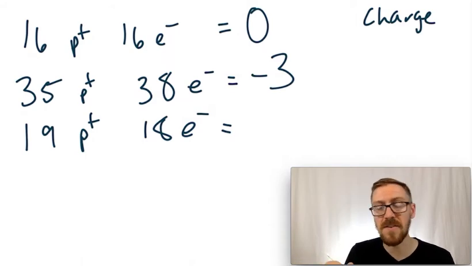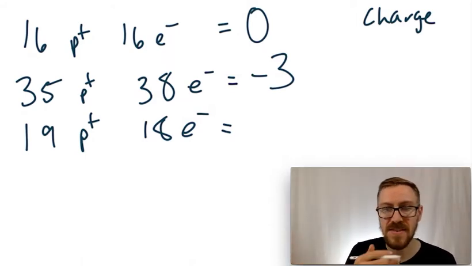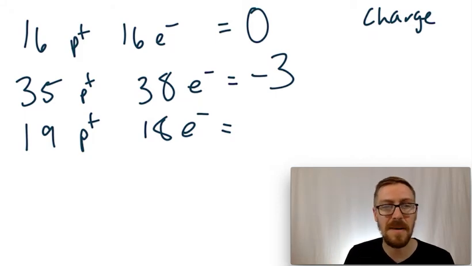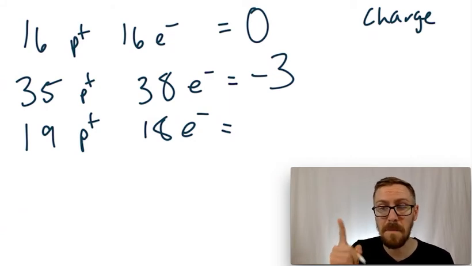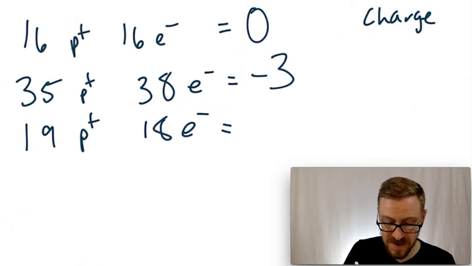And last but not least, you could also have more positives than negatives. So this example here, you have 19 positives and 18 negatives. 19 protons, 18 electrons. That means there's 1 more positive charge, so you would call this a +1.